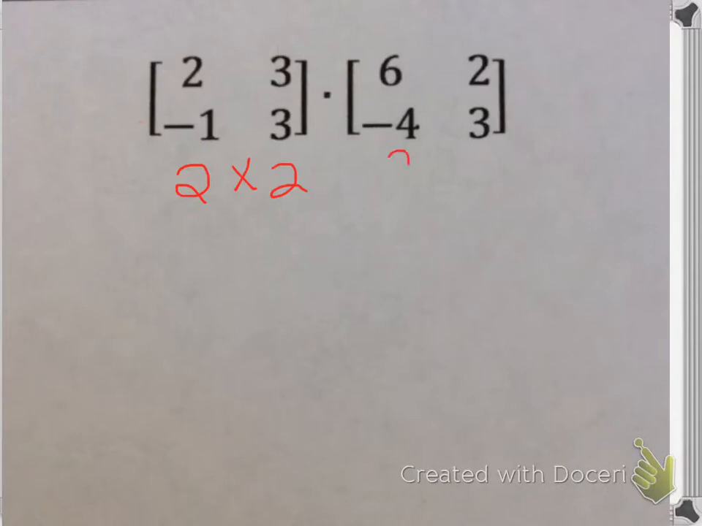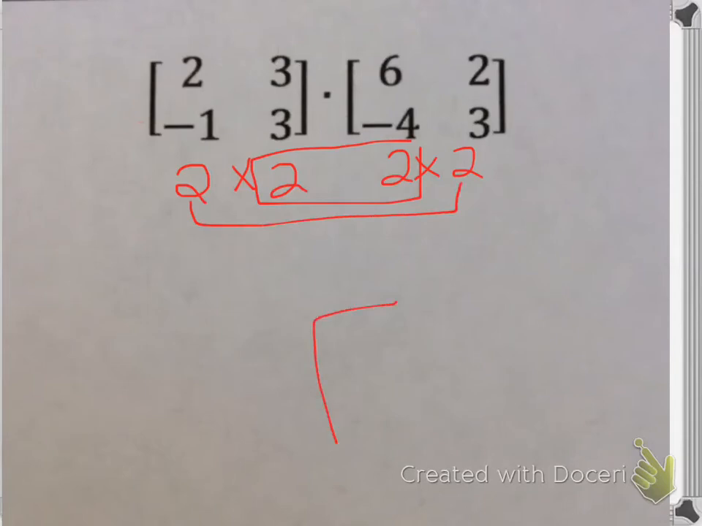So this one also is a 2 by 2 matrix because of the 2 rows and the 2 columns. These two middle numbers are the same, so I know I can multiply it together. These two back numbers tell me the size of my answer. So my answer has to be a 2 by 2 matrix. When I draw this 2 by 2 matrix, I like to label it as row 1, row 2, column 1, and column 2. And I do that because it helps me to figure out where my answers are supposed to be coming from.